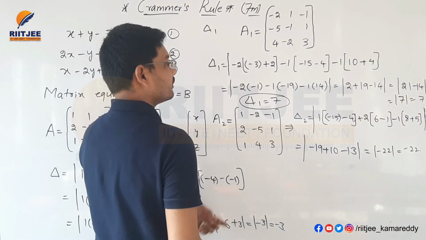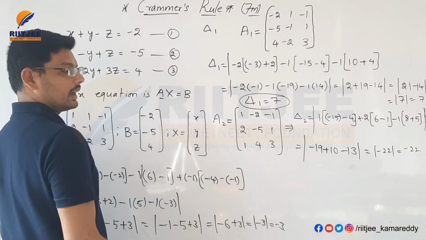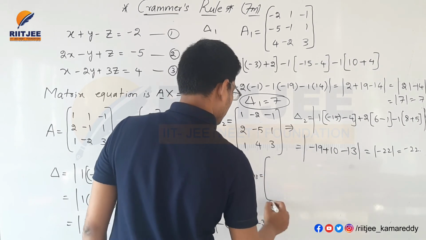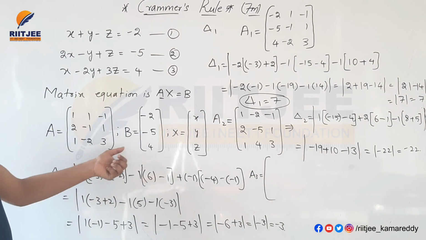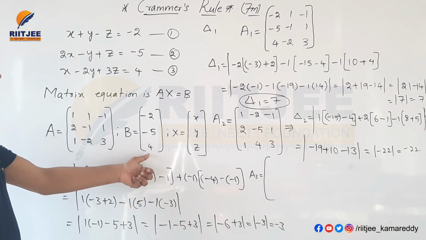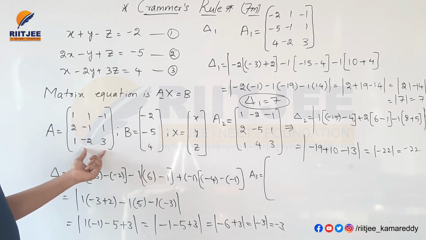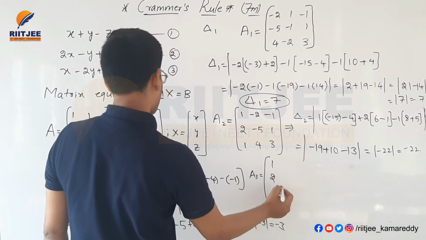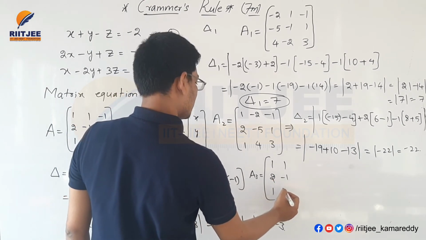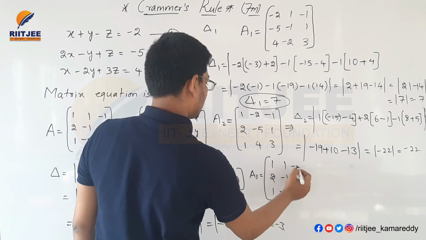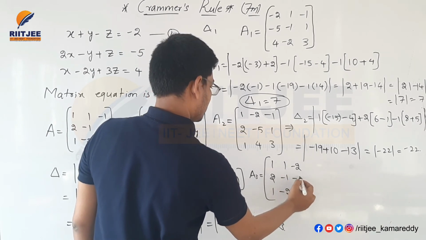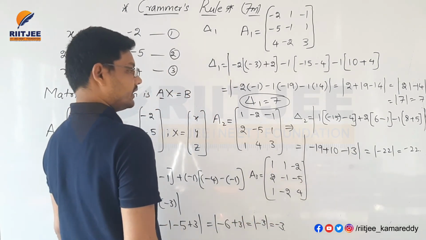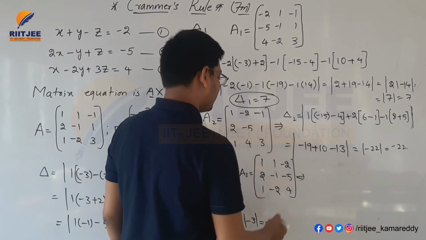Let's frame the A3 matrix to find the delta 3 value. A3 is nothing but replacing C3 with the constant B values, we will get A3 here: 1 2 1, 1 -1 -2, and replacing C3 with B here. This is 8. Let's find the value of delta 3 here.